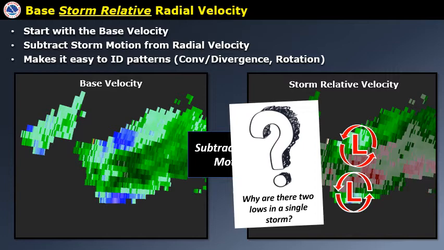So here is a quick little thought experiment. Why are there two lows in a single storm? We'll sort of discuss some of the different supercell characteristics a little later on in the presentation, and this will answer the question.